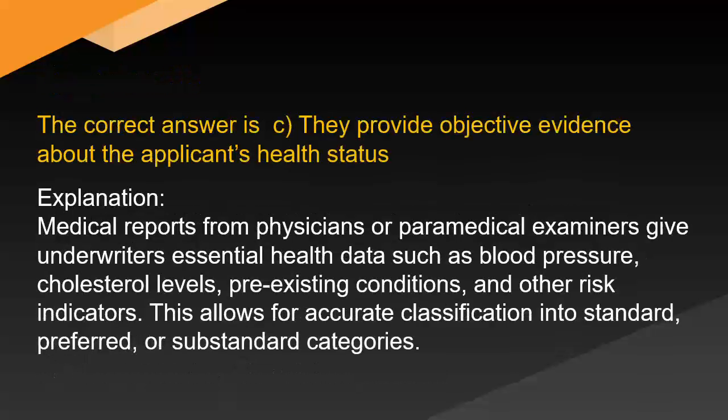The correct answer is C. They provide objective evidence about the applicant's health status. Explanation. Medical reports from physicians or paramedical examiners give underwriters essential health data such as blood pressure, cholesterol levels, pre-existing conditions, and other risk indicators. This allows for accurate classification into standard, preferred, or substandard categories.